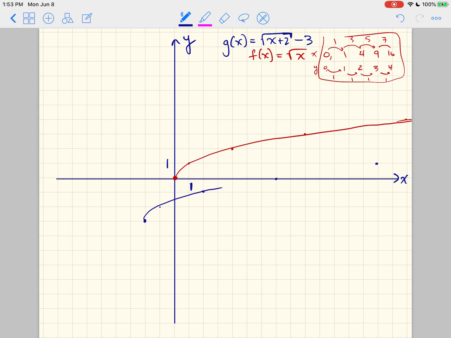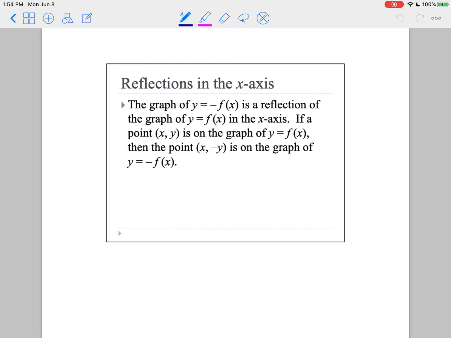And so the shape of the graph is exactly the same. It's just shifted 2 units to the left and 3 units down. And that's true for every point. Notice here, if I go 2 to the left and 3 down, I get another point on the other graph. And so every single point on the graph of g of x is a point on f of x that's been shifted 2 to the left and 3 down. All right. So I will see you in the next video when we talk about reflections.